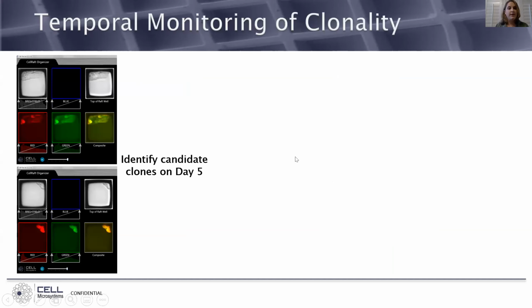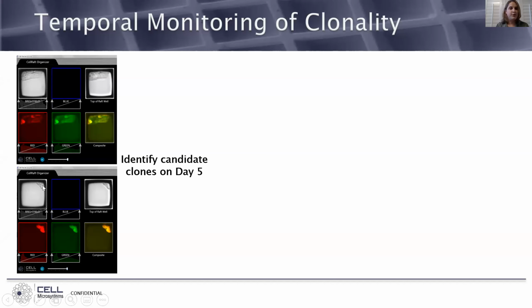In addition, we also have the ability to monitor clonality in this workflow as well. In a typical workflow, you're hoping that you got a single cell and there were no doublets, and that if you had a clone at the end, it was in fact from a single cell. But almost always that necessitates genomic sequencing to make sure that you got the edit or the insertion that you want. So in this instance, I'm looking at the CellRaft organizer from our software.